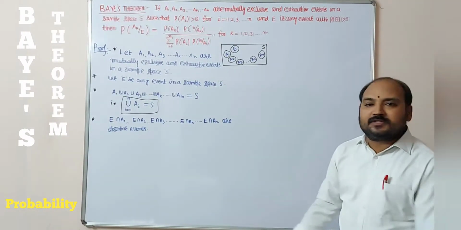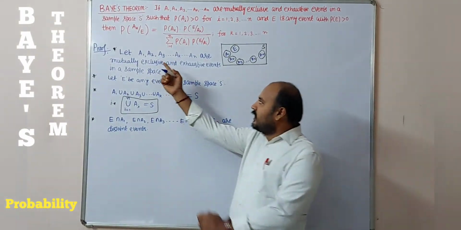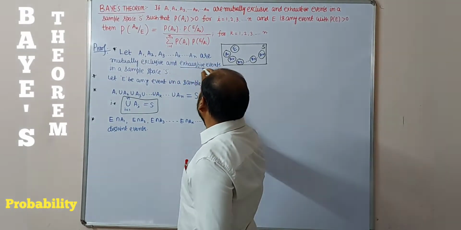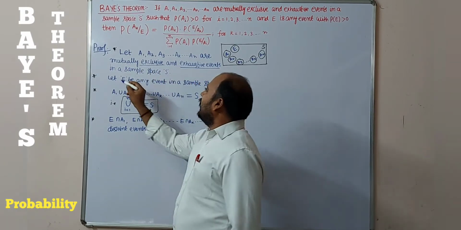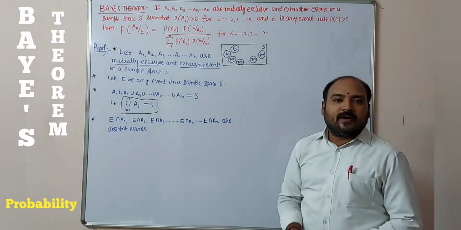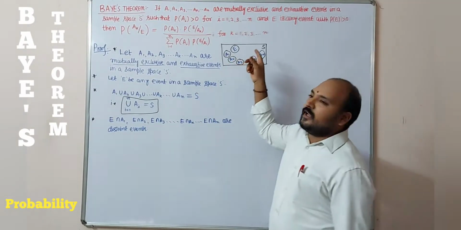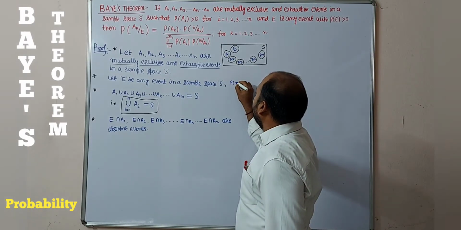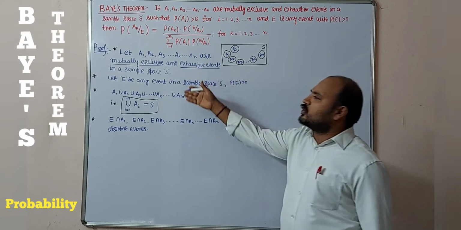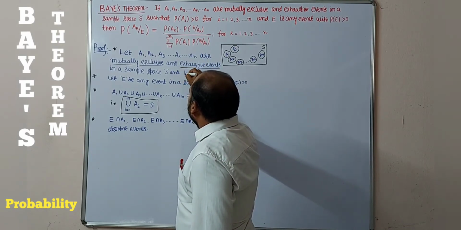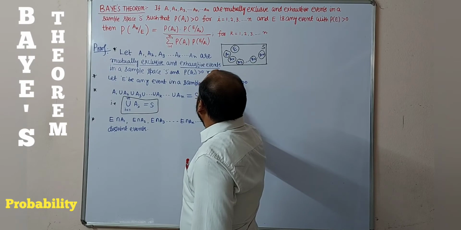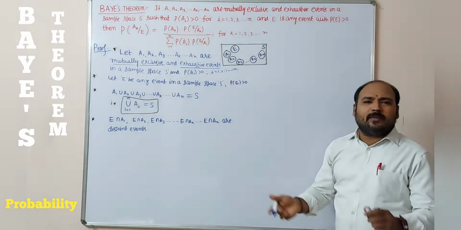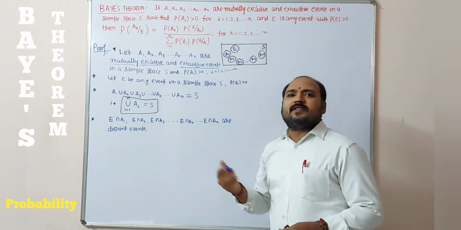I hope you understand it, students. First, we assume that the events are mutually exclusive and exhaustive events. This step is very important. You need to mention that: mutually exclusive and exhaustive events in the sample space S. After that, let E be any event in the sample space S with probability greater than 0. Anyway, any probability is always greater than 0, and even here also all are. And P of AI is greater than 0, where I is equal to 1, 2, 3 and so on n. Probability means it is always greater than 0 and less than 1.